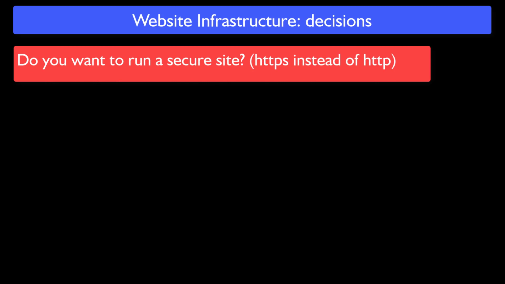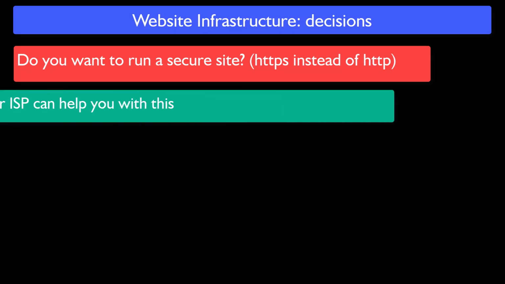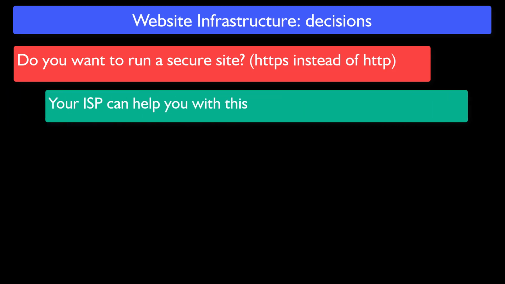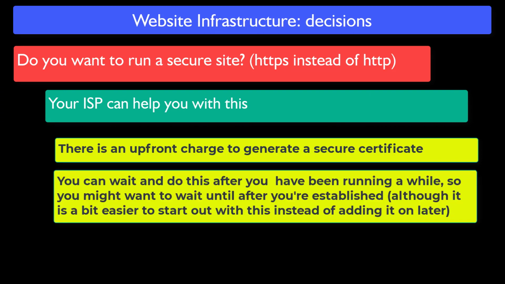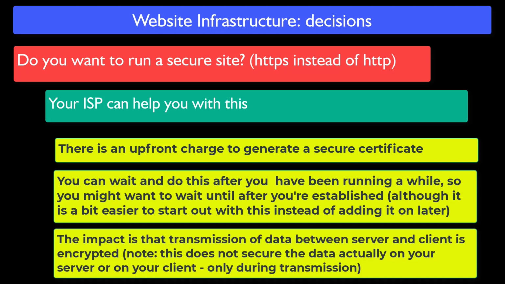Do you want to run a secure site, that is, use HTTPS instead of HTTP? Your ISP can help you with this. There's an upfront charge to generate a secure certificate. And you can wait and do this after you've been running a while, so you might want to wait until after you're established, although it is a bit easier to start out with this instead of adding it on later. The impact is that transmission of data between the server and client is encrypted. Note, this does not secure the data actually on your server or on your client, only during transmission.